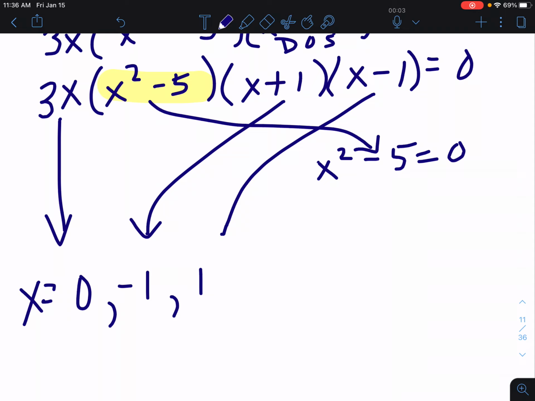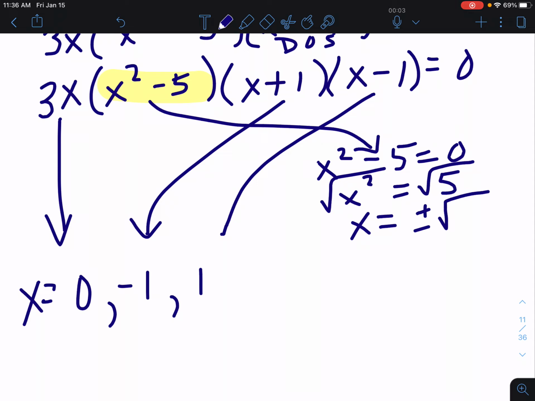We're going to solve it by square roots. So we get x squared by itself. We're going to add 5. Then we're going to take the square root of both sides to have x equals. Don't forget your plus minus. And then square root of 5, can you simplify it? Absolutely not. It's a prime number. It would only be 1 and 5. So therefore, you have 2 more answers, the square root of 5 and negative square root of 5.